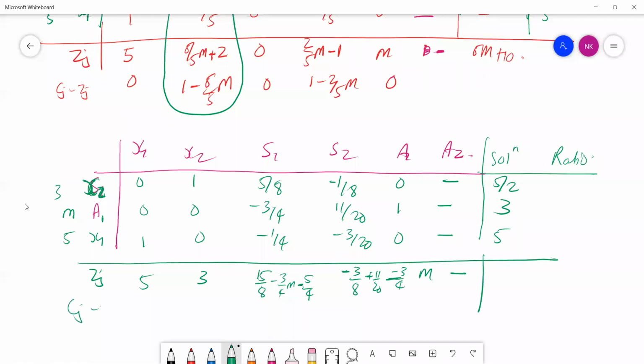Okay. Cj minus Zj. What will be the case for Cj minus Zj? Over here it's 5, then 3, 0, 0, M and 0. This will be 0, 0. This will turn out to be plus 3 by 4 and something over here. This will turn out to have plus 3 by, sorry, this is M. So it will be minus 11 by 20 M and something over here. This will be 0 and dash.